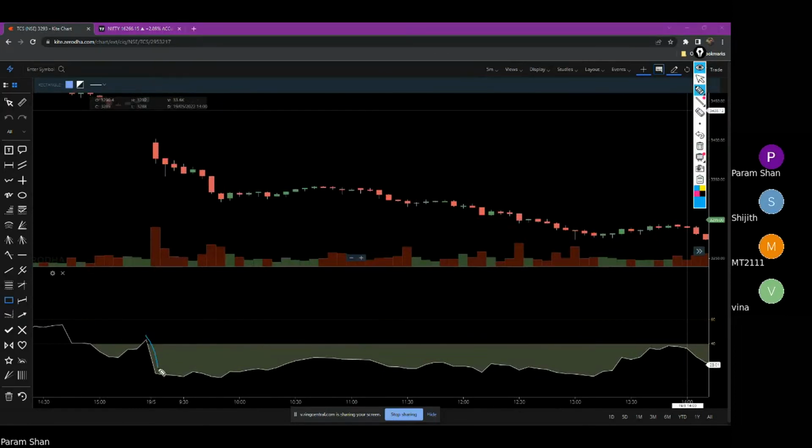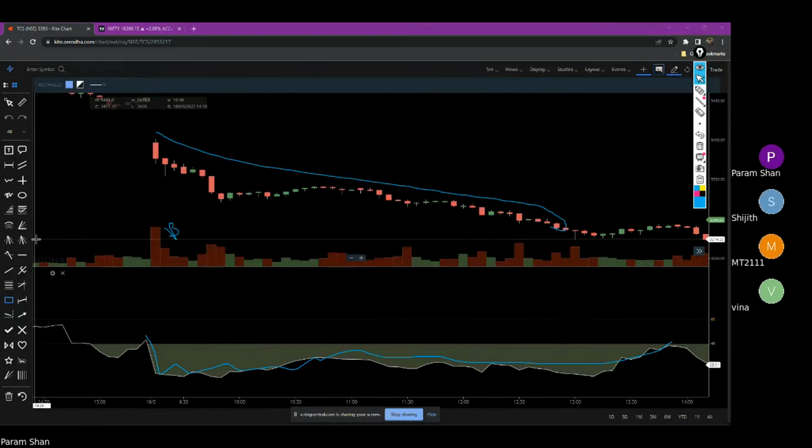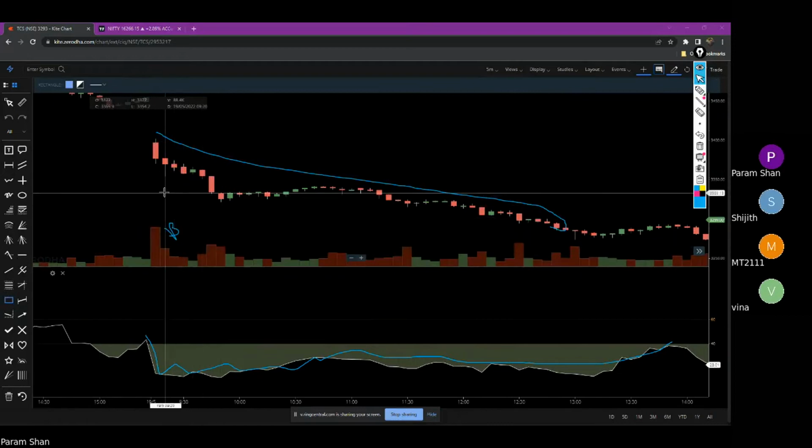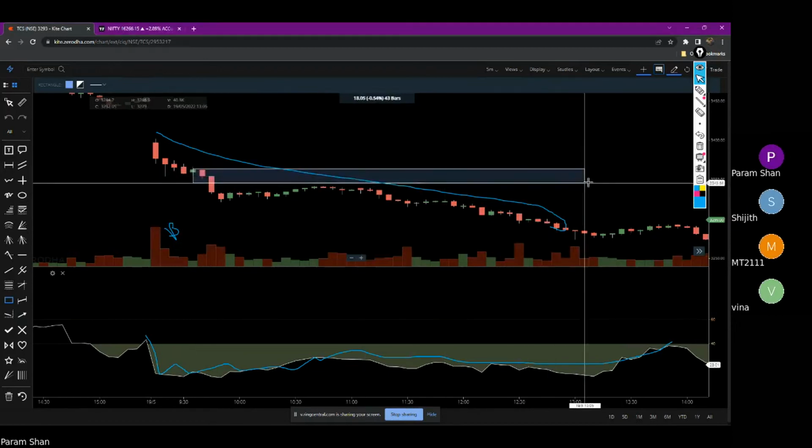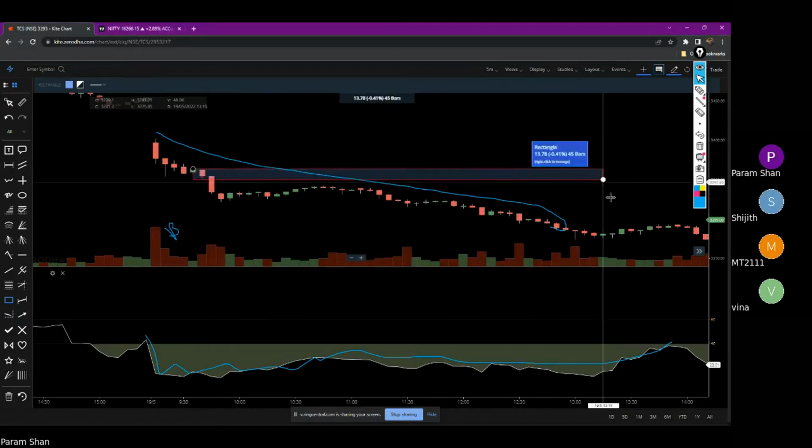The price continued to stay below the 40. Since it was below 40, it is called bearish. The entire day the stock was in bearish mode only. With our regular trading methodology, we identify the first volume candle. So this is the first volume candle. We draw the high and low of the first volume candle.